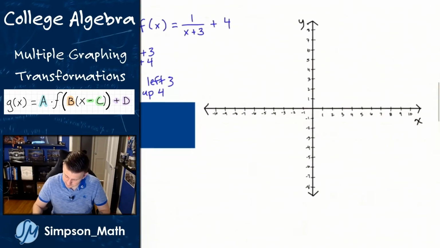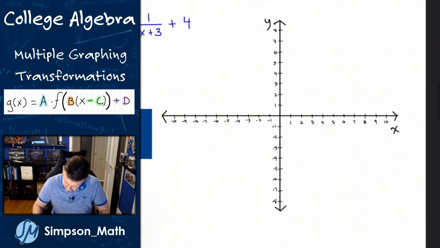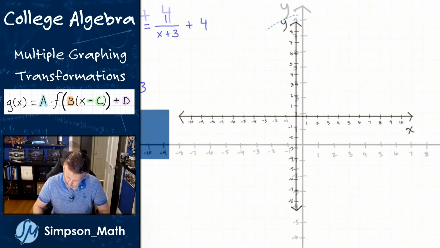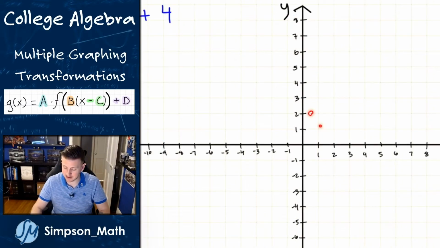So I'm going to go left 3. Oh, my grid's off just a little bit. Let me fix that. All right, this time instead of me graphing my parent function dots and then moving all dots over left 3 up 4, I'm going to show you what I like to do. It makes it go a little bit faster for me.